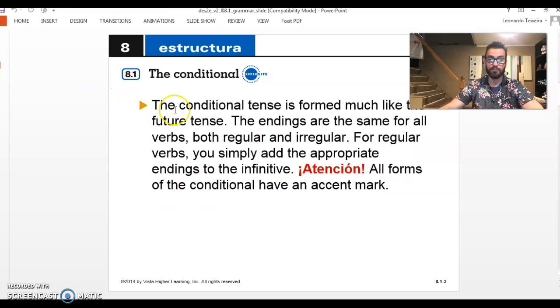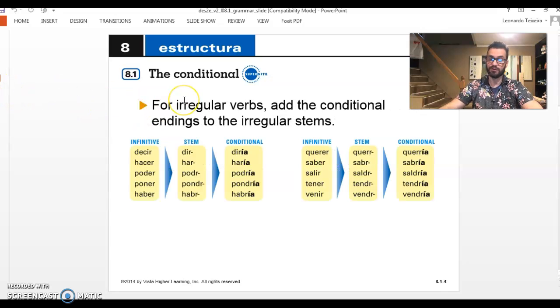Okay? Bueno, it's very similar to the future tense, meaning that it has the same irregular forms. So if you recall the irregular forms from the future, that's the same for the conditional. And so let's take a look at some of those. Decir, diría, haría, podría, pondría, habría, querría, sabría, saldría, tendría, vendría.